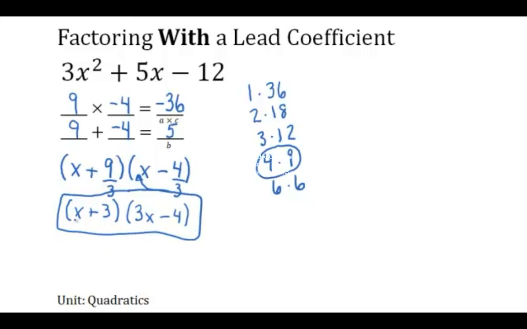We could check that. We could FOIL: x times 3x gives 3x squared. x and a negative 4 would give us negative 4x. 3 times 3x would give us 9x. Those terms would add together to give us 5x. And then 3 times negative 4 would be negative 12.